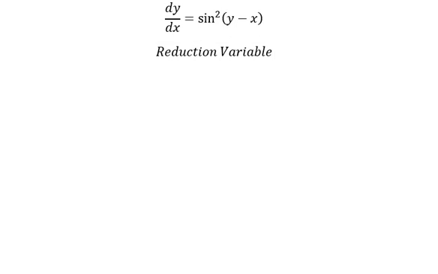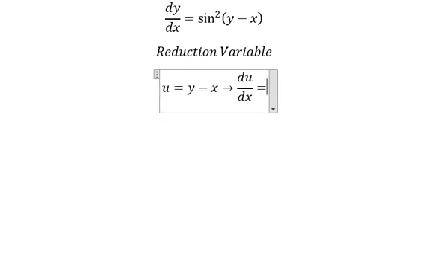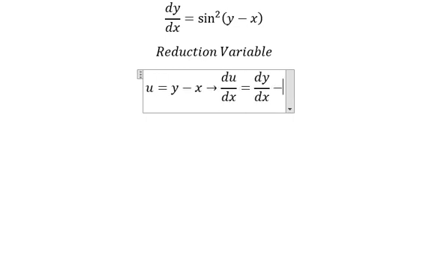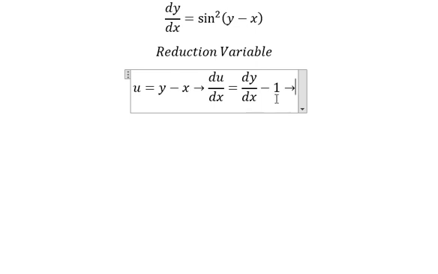So I will put u equals to y minus x. Later we do first derivative for both sides. We have du over dx equals to dy over dx minus 1. So because we don't have negative number 1 in here, we put negative number 1 go to the left.